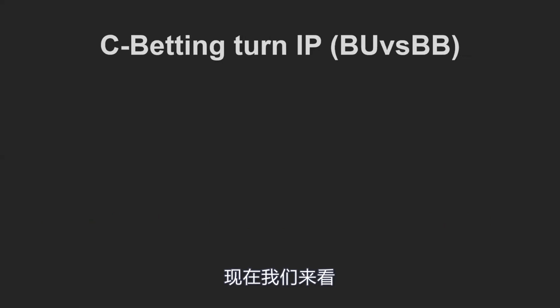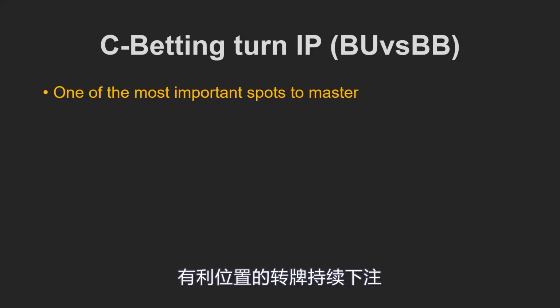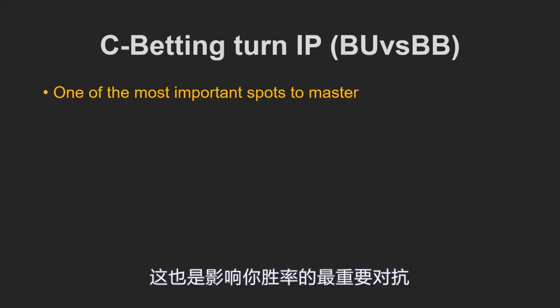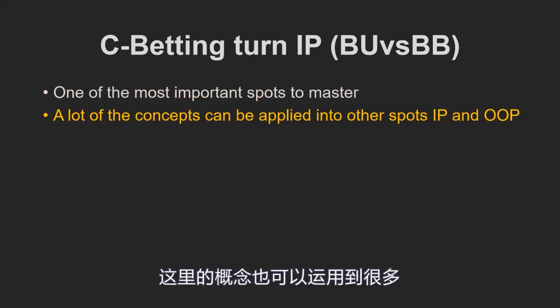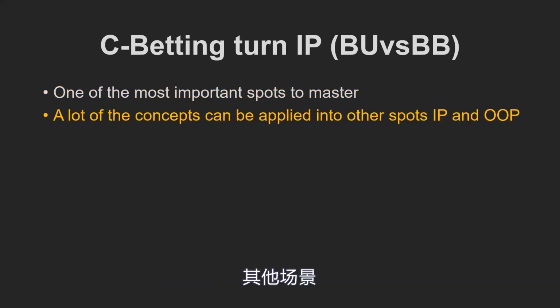So now we're going to be taking a look into button versus big blind first. So in position, it's one of the most important spots to master. It will have the most significant impact on your win rate. If you can play this spot like a beast, you're just going to be making a lot of money because it's a situation that comes up quite often, and you're playing in position versus a big blind's capped range. We can put a lot of pressure there. A lot of the concepts can be applied into other spots as well.